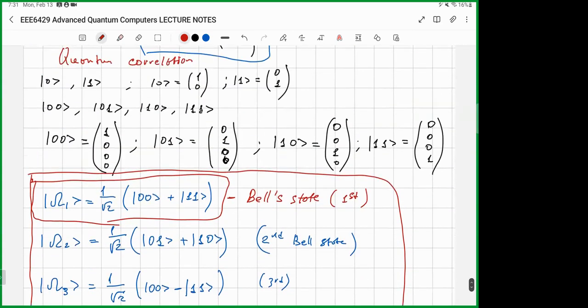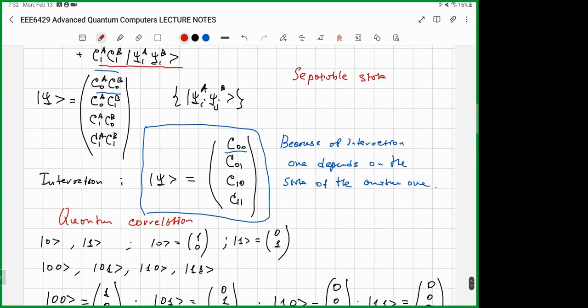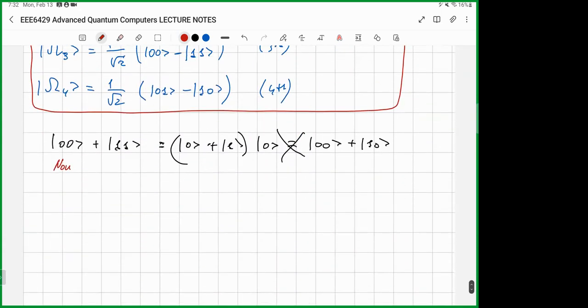A state like this is also non-separable. So this is also non-separable. This one is completely non-separable, in an extreme meaning. Non-separable, or entangled. So this is an entangled state. Entangled states. So this is nothing but quantum entanglement.